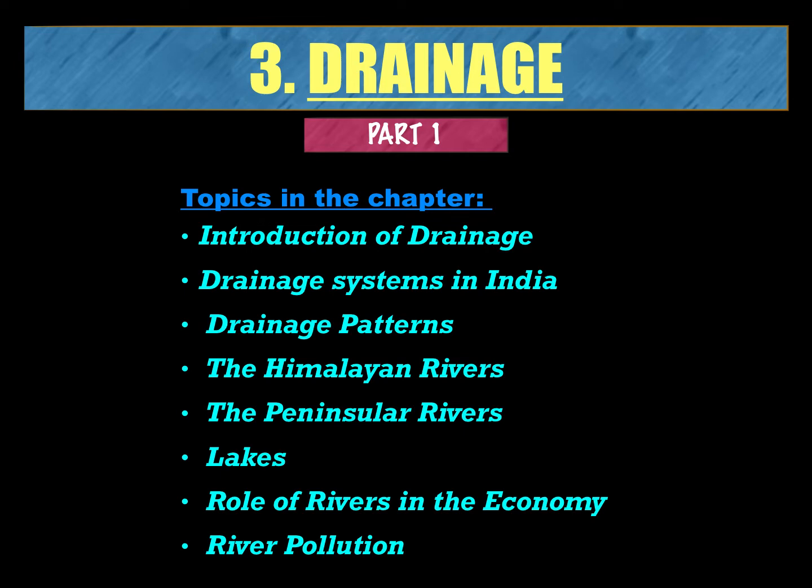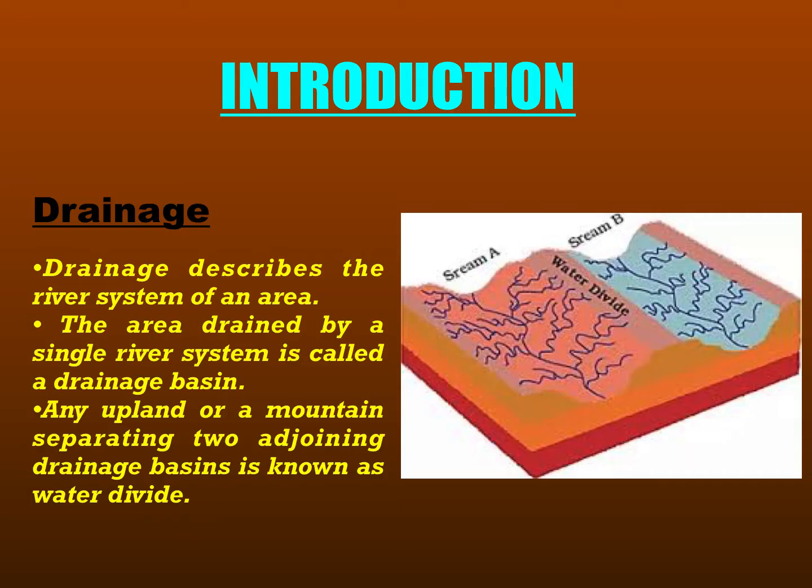Third chapter, drainage. The topics in the chapter: introduction of drainage, drainage systems in India, drainage patterns, the Himalayan rivers, the Peninsular rivers, lakes, role of rivers in the economy, and river pollution. In this part first, I am going to cover the first 4 topics, that is drainage, its systems, its patterns, and the Himalayan rivers. So, introduction.